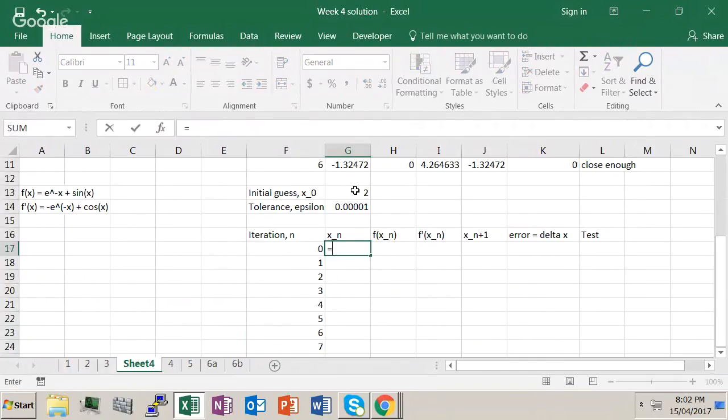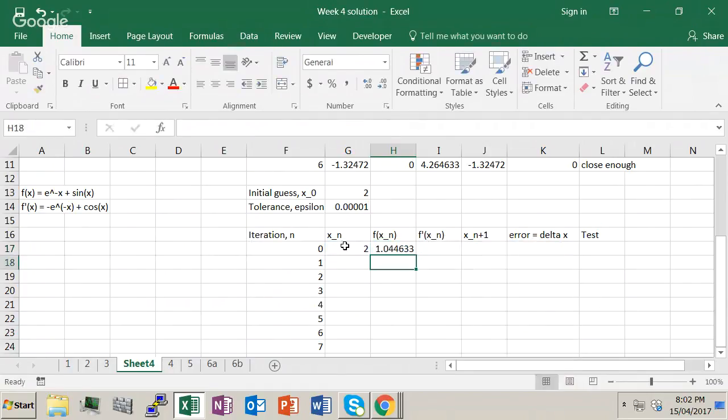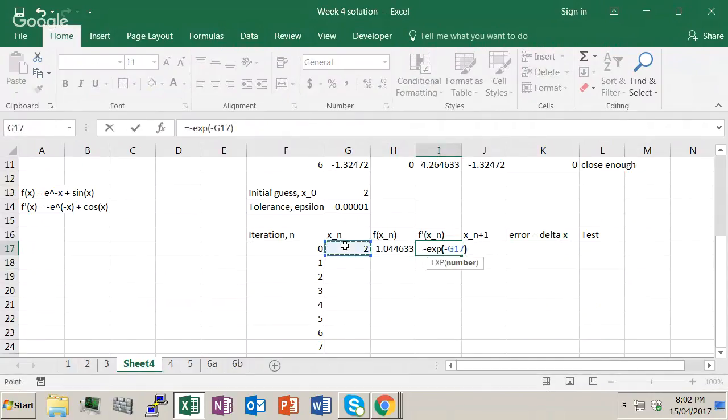X sub n will be 2. F of x sub n is exp, and exp is an inbuilt Excel function that returns e raised to the power of a given number. So this would be exp to the power of x sub n, minus x sub n, sine G17. This formula will be minus exp minus cell G17 plus cos cell G17. And x sub n plus 1 will be x sub n minus cell H17 divided by cell I17.